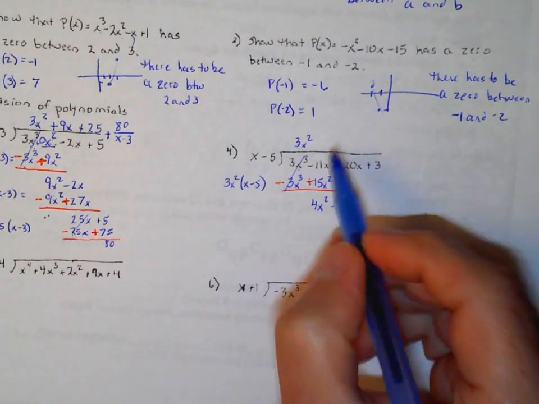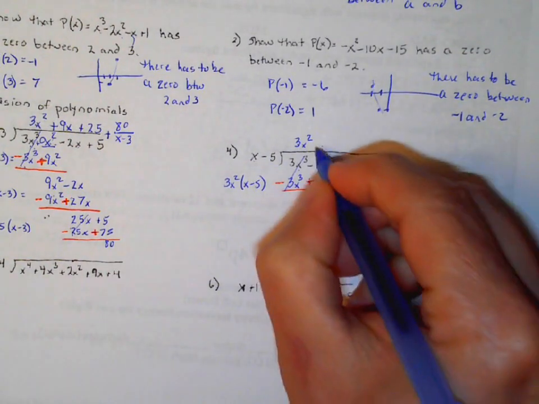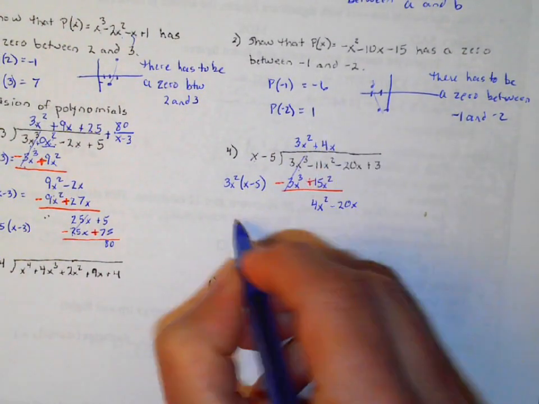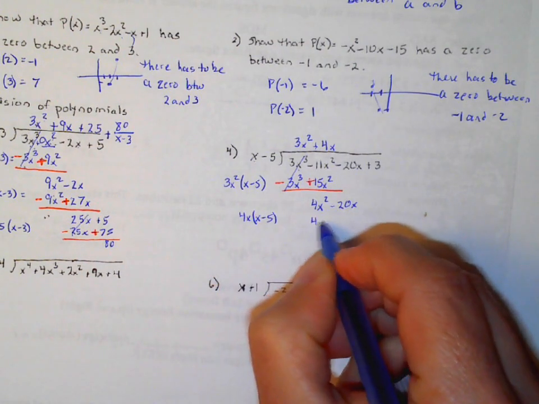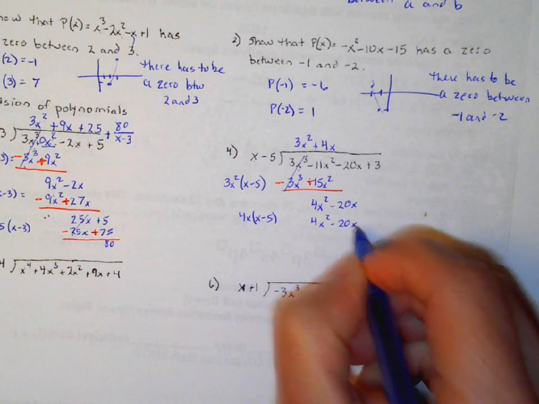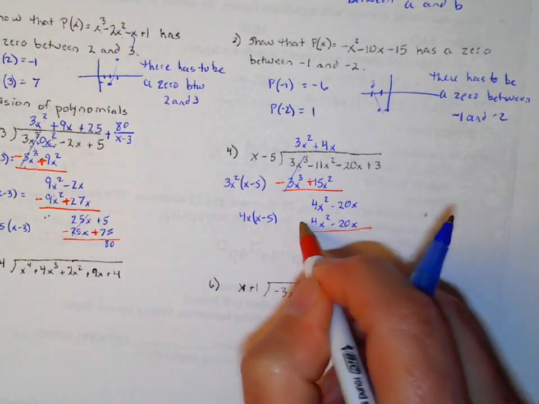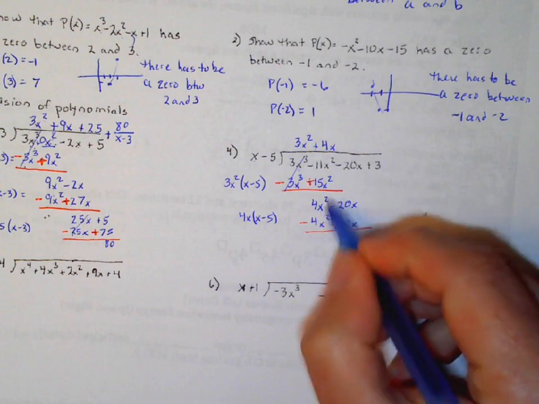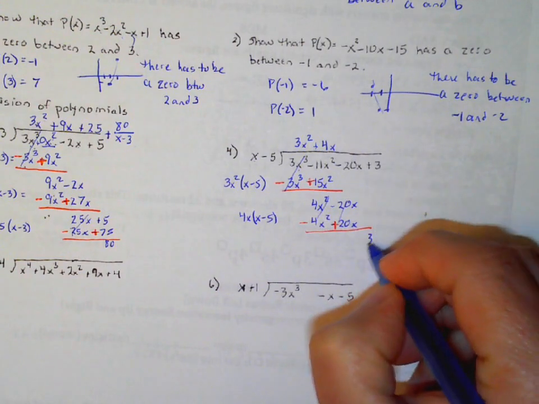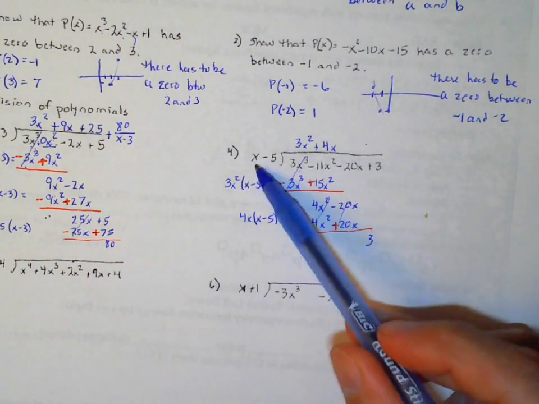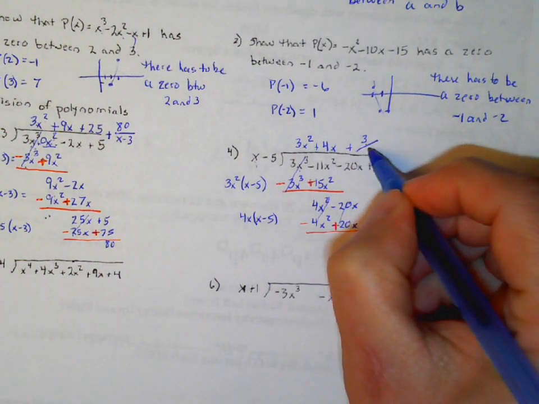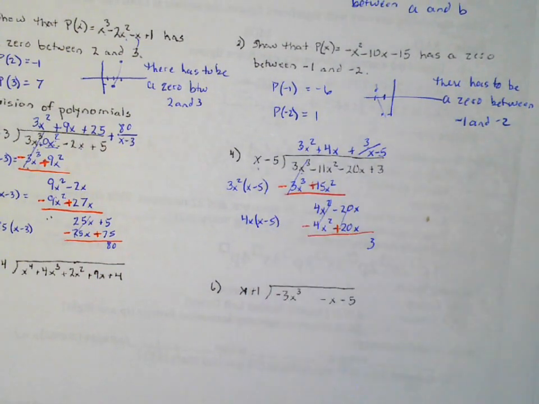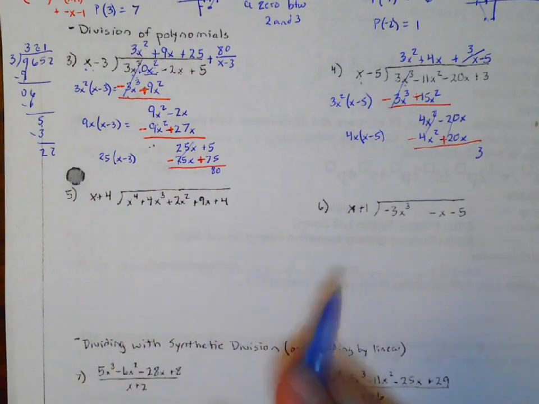Okay, same process over. What times x is 4x squared? 4x. Times that x minus 5 there gives me 4x squared minus 20x. Look at this one. They both cancel out, don't they? So we have 0 there, and when I bring down the next term, I have 3. Will anything times x equal 3? Nope. So that is our remainder. So plus 3 over our x minus 5.